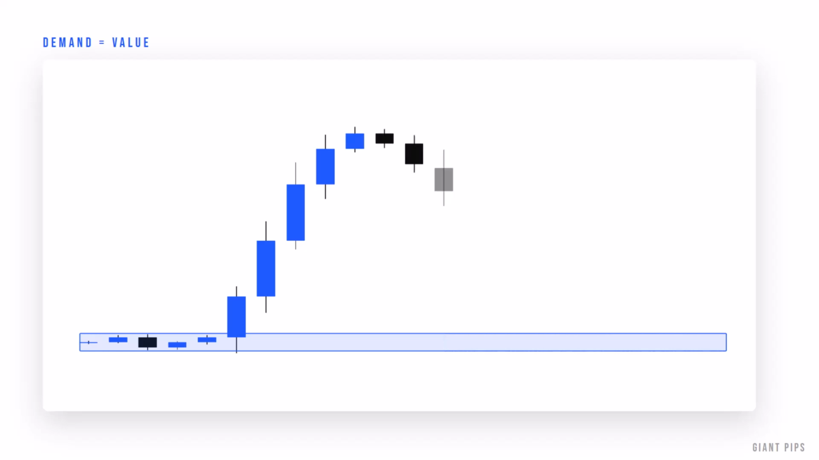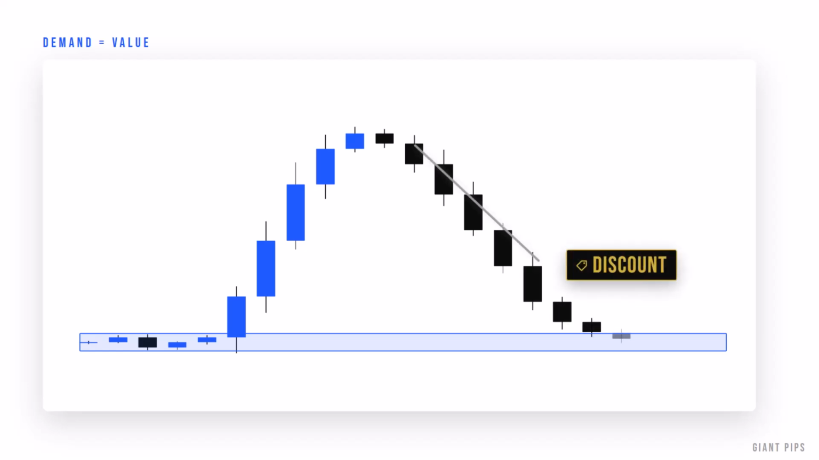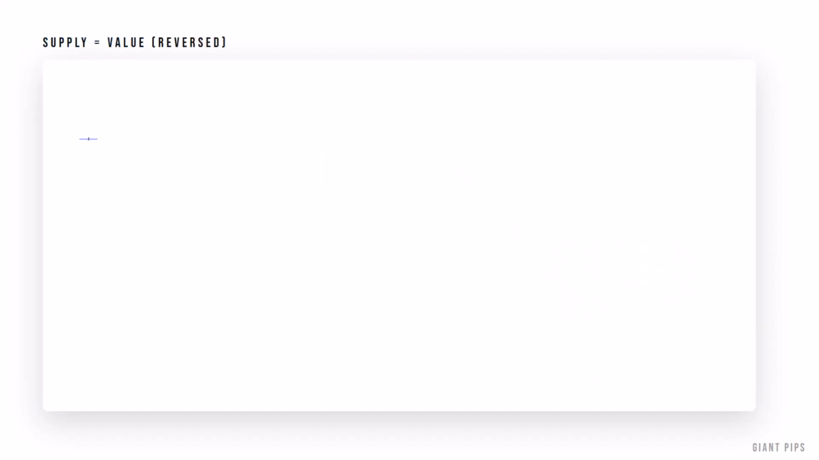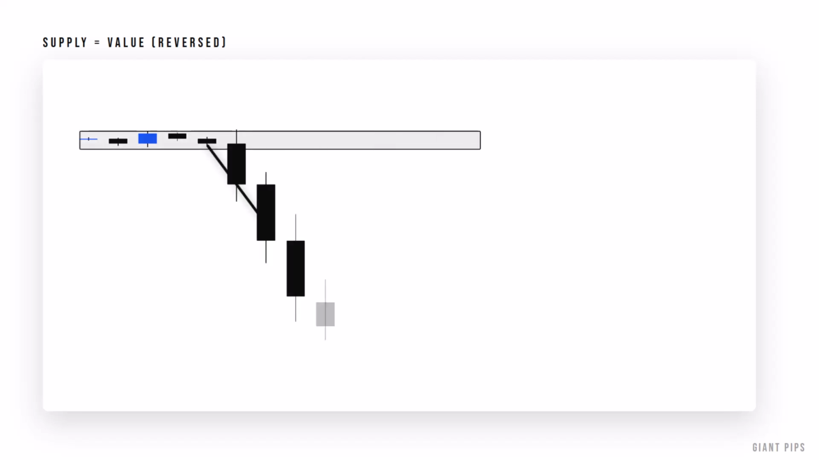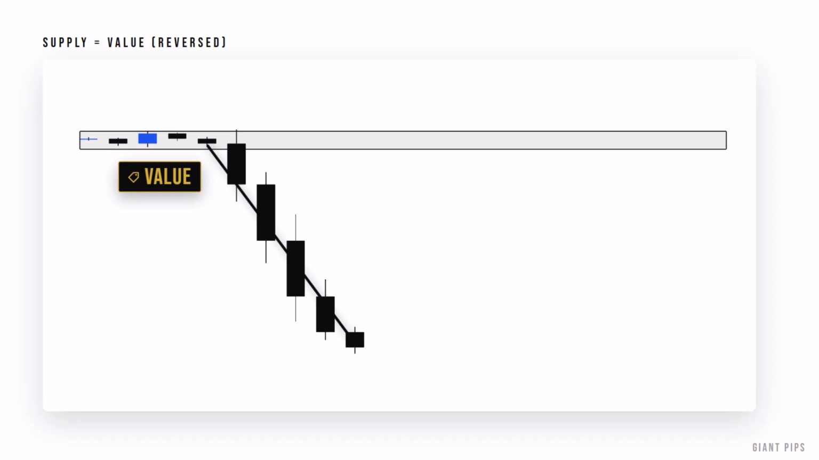So when price drops back down into that range, we're basically getting handed a chance to buy at a discount, to grab ourselves a bargain at a level big money already proved they care about. And the exact same logic runs in reverse for supply. The top of a large selling move is a price that sellers were happy to sell at.